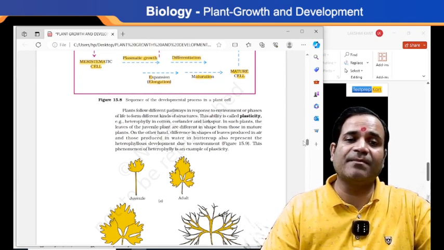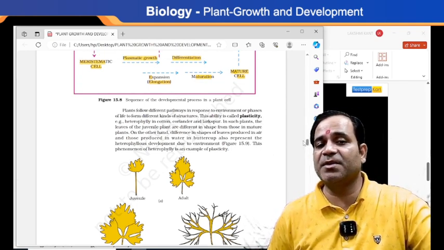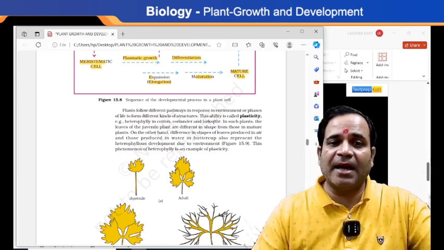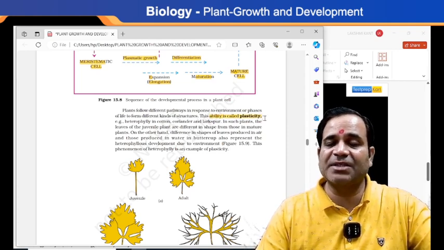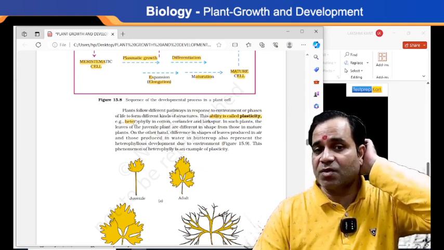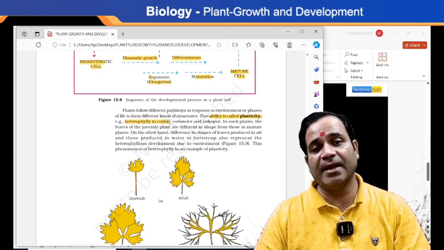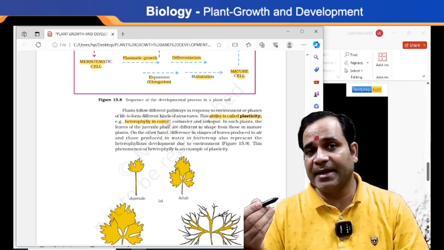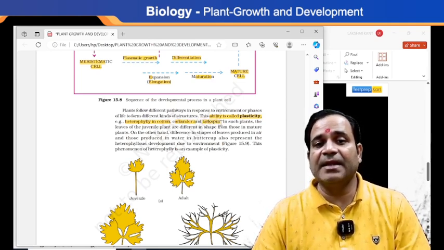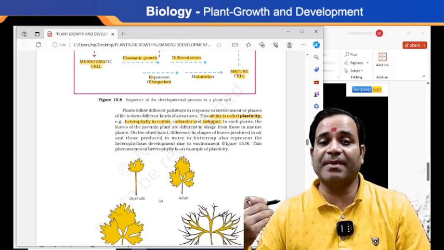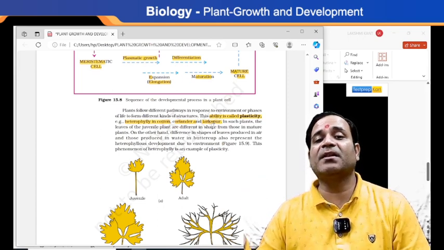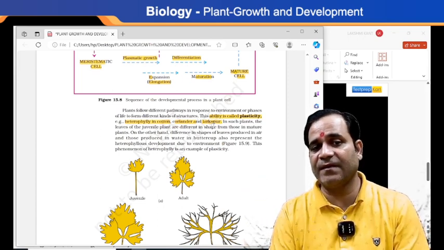One example is that plants follow different pathways in response to environment, or phases of life, to form different kinds of structure. This ability is called plasticity, my dear. Plasticity means heterophily in cotton. Another example is coriander. Another example is larkspur. These are all examples of the ability of plasticity. Plasticity means that plants follow different pathways in response to environment or phases of life to form different structures, my dear.